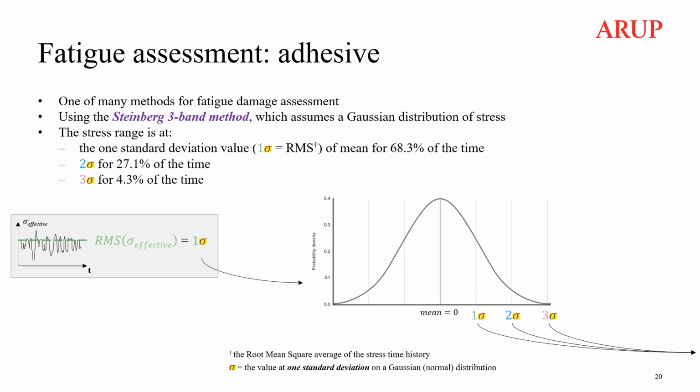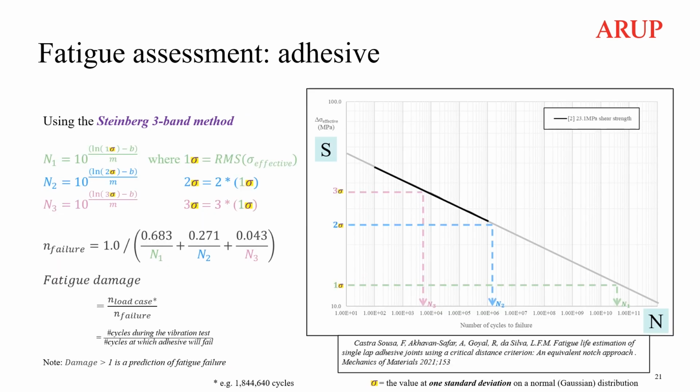The 1, 2, and 3 standard deviation values are then mapped onto the SN curve for an adhesive. In this case, an adhesive with 23.1 MPa shear strength, also derived by Sousa. This gives us our equivalent N1, N2, and N3 values for number of cycles to failure, and we have already estimated our number of cycles in the load case from the fundamental frequency in the eigenvalue results. This then enables the fatigue damage ratio to be determined, where any damage value greater than 1 means a prediction of failure due to fatigue.